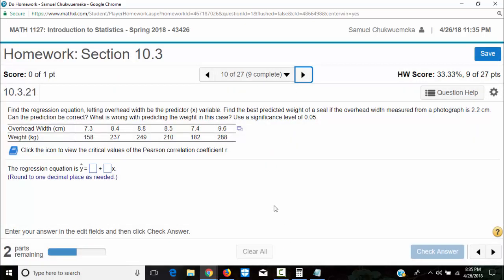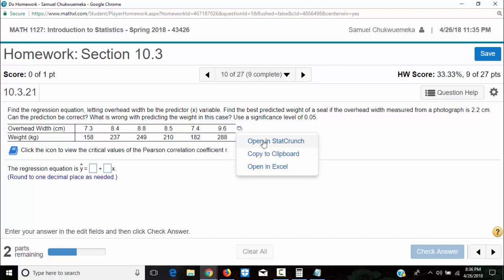Question 10. StatCrunch. Find a regression equation letting overhead width be the predictor variable. That's the x variable. Find the best predicted weight of a seal if the overhead width measured from a photograph is 2.2 centimeters. Can the prediction be correct? What is wrong with predicting the weight in this case? Use a significance level of 5%.